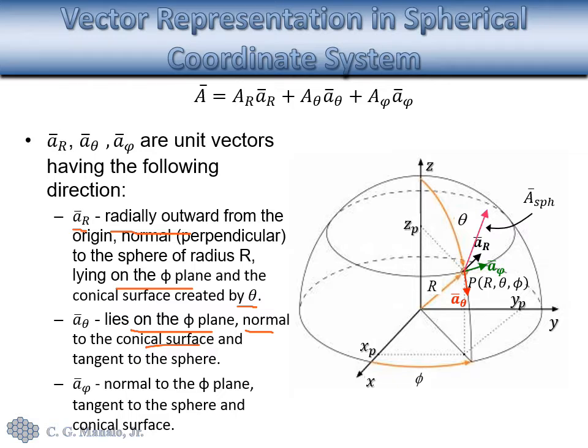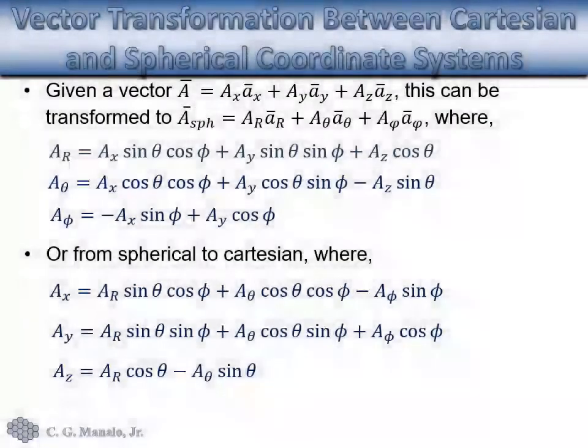A sub theta lies on the phi plane and is perpendicular to the conical surface. So this unit vector, and a sub phi is the same unit vector as defined in the cylindrical coordinate system. We can transform vectors in Cartesian and cylindrical coordinate systems into spherical coordinate systems and vice versa.